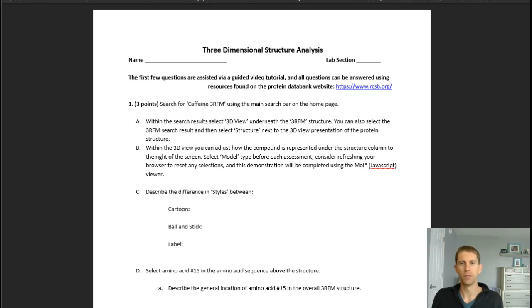We're going to be looking at proteins in the Protein Data Bank from the website rcsb.org. I'm going to walk you through the first question, and then from here you should be able to get pretty comfortable with the program and walk through the rest of the questions yourself.